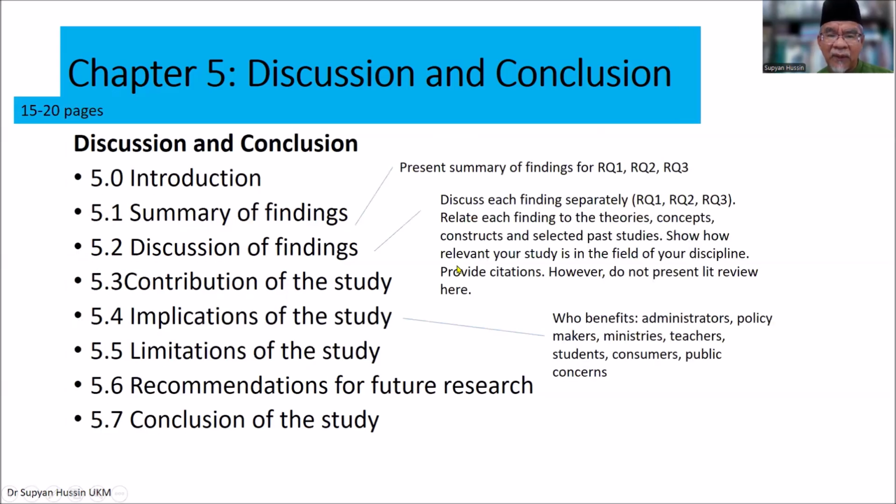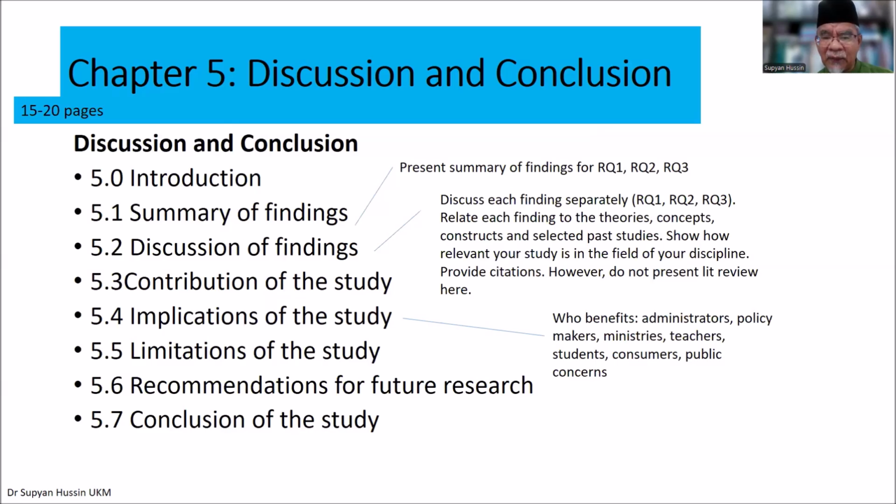Number 1, you present summary of finding for research question 1, 2, and 3, and this you would take from chapter 4. Don't copy and paste exactly word by word from chapter 4 and put into chapter 5 because you're going to have problem with the Turnitin software later on. So what you do is that you reword the sentences and then put them together, reorganize them and put into chapter 5. And then you discuss each finding separately for research question 1, 2, and 3.